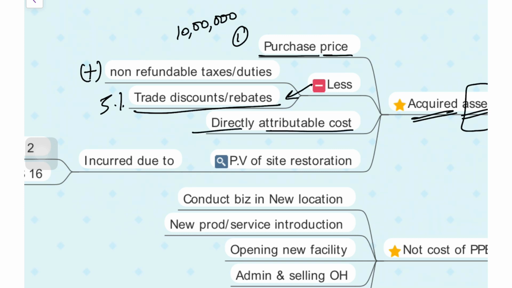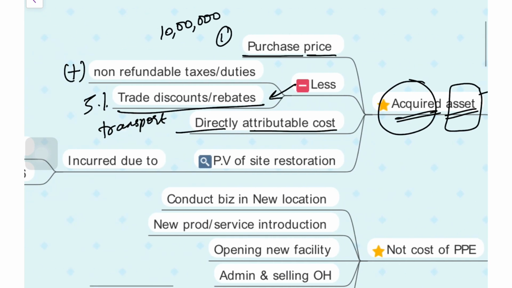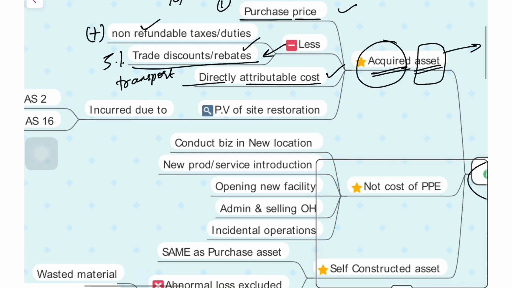Okay. And the final one is directly attributable cost. Any cost that you would have incurred in bringing this acquired asset to the present location and condition, in such a case you have to add that cost also. Suppose any transport charges, any handling charges, any of that sort, then you can add that here. Okay. So for an acquired asset, the things you have to include to arrive at the initial cost: first is purchase price, then add your non-refundable taxes and duties, less your trade discounts and rebates, and then add your directly attributable cost.